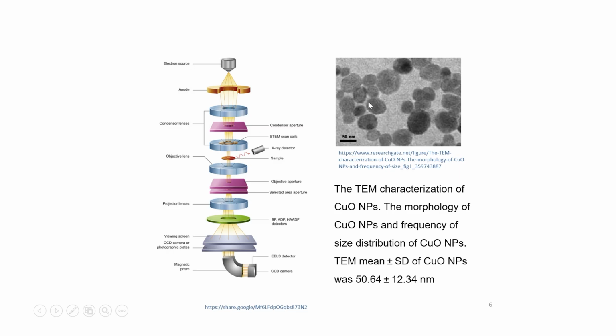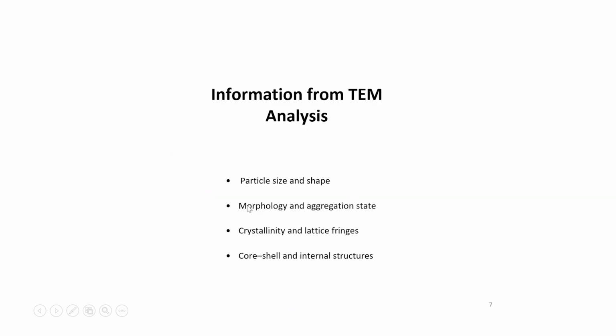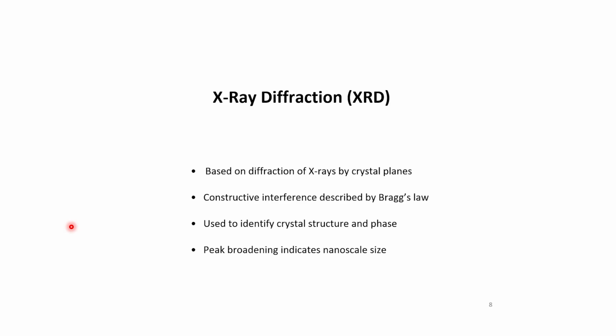Whether they are closely clustered or spread out, all this information you are getting from this TEM image. Then crystallinity and lattice fringes: you are also getting information about crystal lattices and lattice fringes, and core shell and internal structures also. That is for the bigger nanoparticles. The core shell and internal structures can also be seen with transmission electron microscopy analysis.